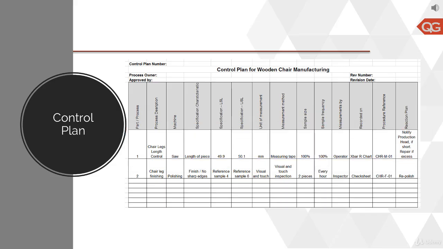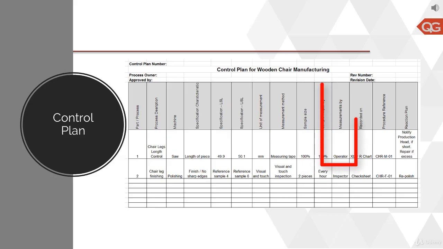Here it gives all the details, such as the machine used here is a saw, the specification characteristic is the length of the leg, and it gives the upper and lower specification limits, which tell how much longer and how much shorter this leg can be. So this leg can be anything between 49.9 to 50.1 millimeters. That's the length of that. How do we measure that? Using a measuring tape. Sample size is 100%, so we measure each leg, and the sampling frequency is 100%.